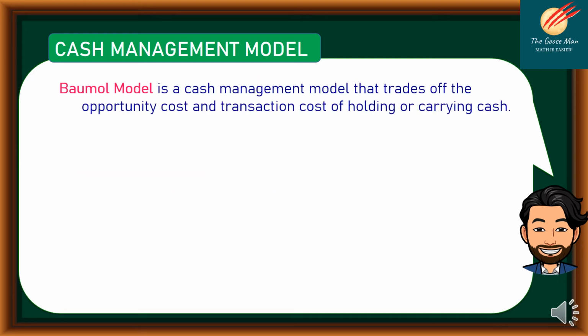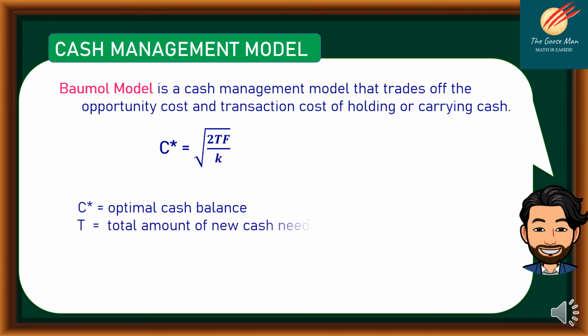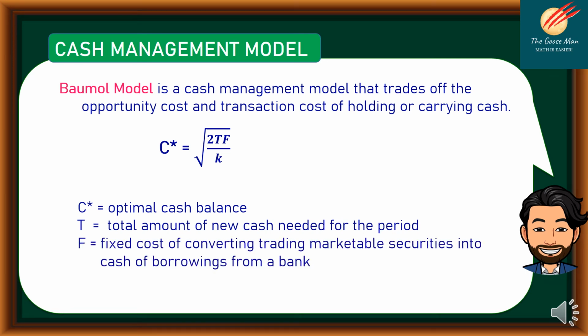Again, the Baumol model is a cash management model that trades off the opportunity cost and transaction costs of holding or carrying cash. For the formula that we will use, C* is equal to the square root of 2TF over K, such that C* is the optimal cash balance, T is the total amount of new cash needed for the period, F is the fixed cost of converting marketable securities into cash or of borrowing from the bank, while K is the opportunity cost of holding cash.